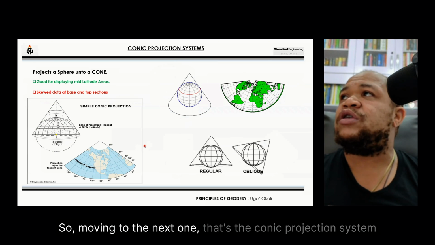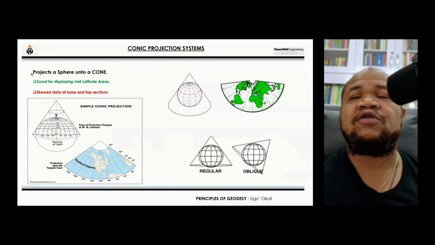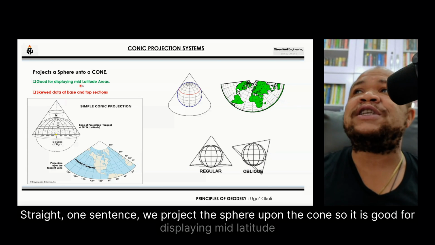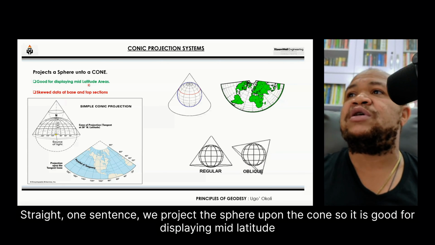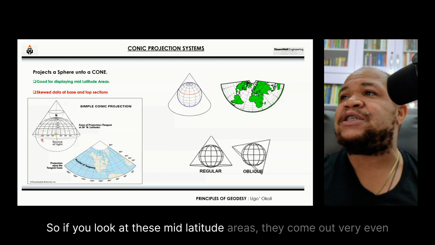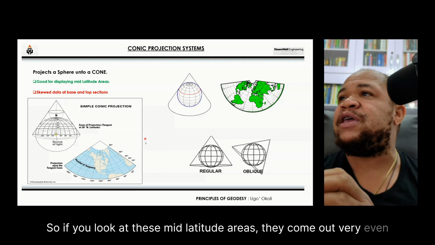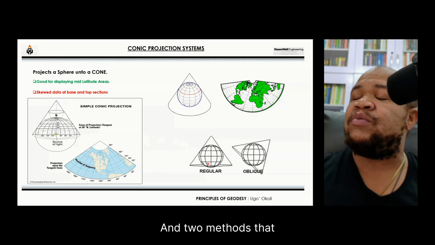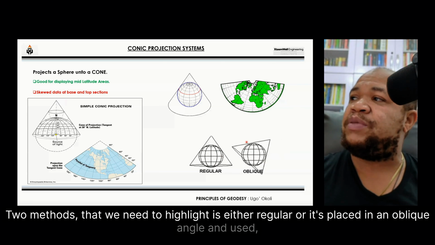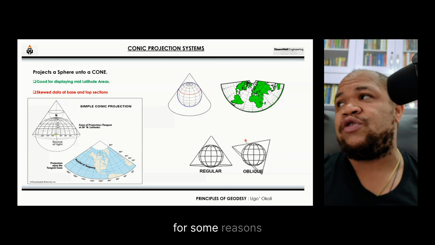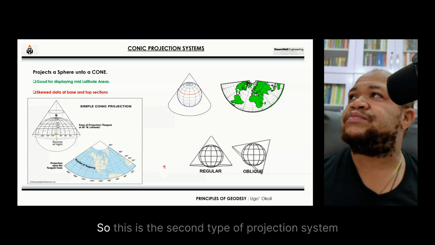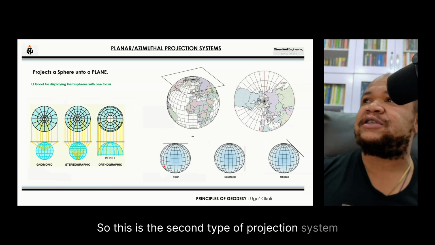So moving to the next one, that's the conic projection system. In one sentence, we project the sphere upon a cone. So it is good for displaying mid latitude areas, and that's what they're trying to show us here. If you look at these mid latitude areas, they come out very even. There are two methods that we need to highlight: either regular, or placed at an oblique angle and used for some reasons so that we can get some areas uniform. So this is the second type of projection system.